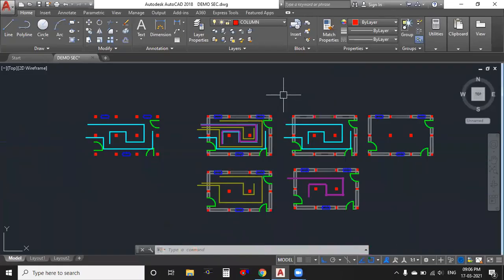Yes. So everyone can see my screen, right? Yes. Yes.